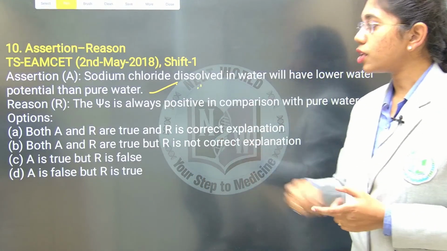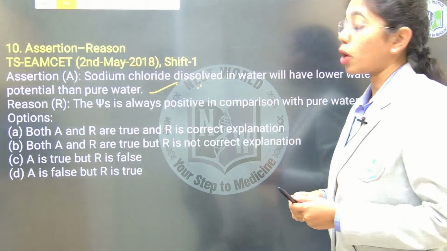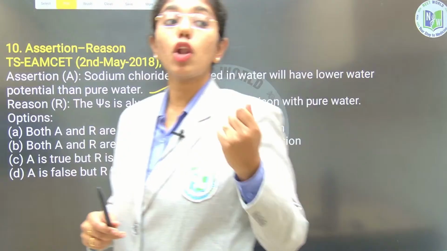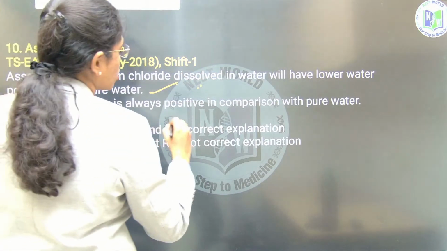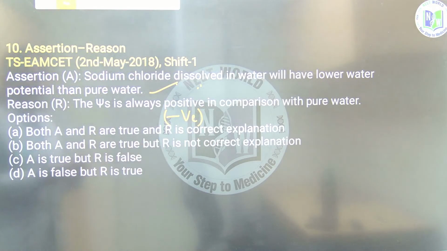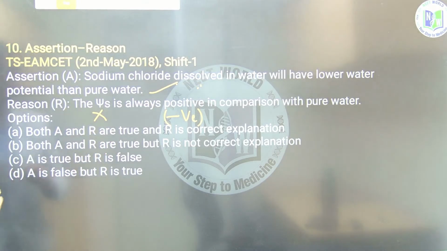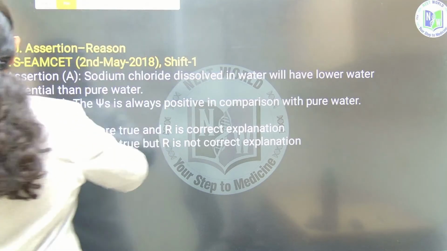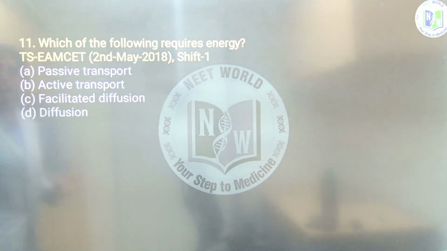So, assertion is true. In reason, if you see, the solute potential is always positive. Wrong. Solute potential will always be negative because it is reducing the water potential. Solute potential is always negative in comparison with that of pure water. So, assertion is true and reason is false. A is true and R is false. Option C will be the right answer. Next question and last question of today's session. And then we will go with the chapter mineral nutrition completely.